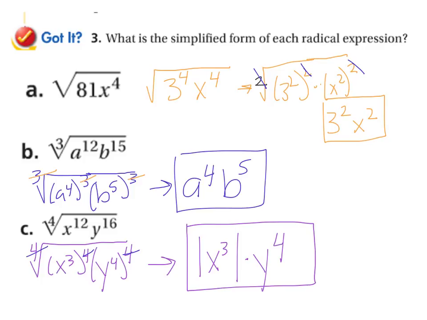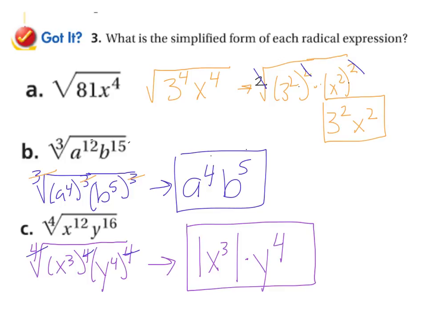So here are your 3 answers. The first one, I'd rewrite 81 as 3 to the 4th. And then, again, you're looking for how many groups of 2 do you have. So you have 2 groups of 2 for your 3's. You have 2 groups of 2 for your x's. So 3 squared, x squared. Second one, my a started out as even and ended as even. That's okay. My b started as odd and ended in odd. That's okay. So once I found my groups of 3, it's a to the 4th and b to the 5th.